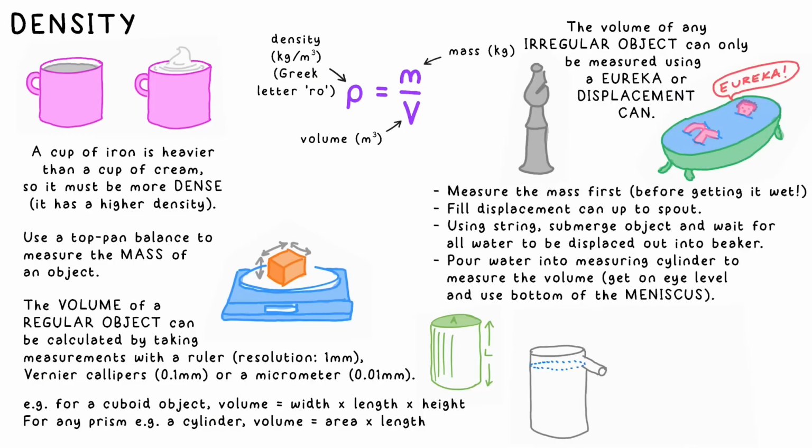Tie thin string around the object and gently lower it until it's just under the waterline and wait for the water to stop dripping out into the beaker that you hopefully put there beforehand. We decant this water collected into a measuring cylinder to get the volume of water displaced and therefore the volume of the object.